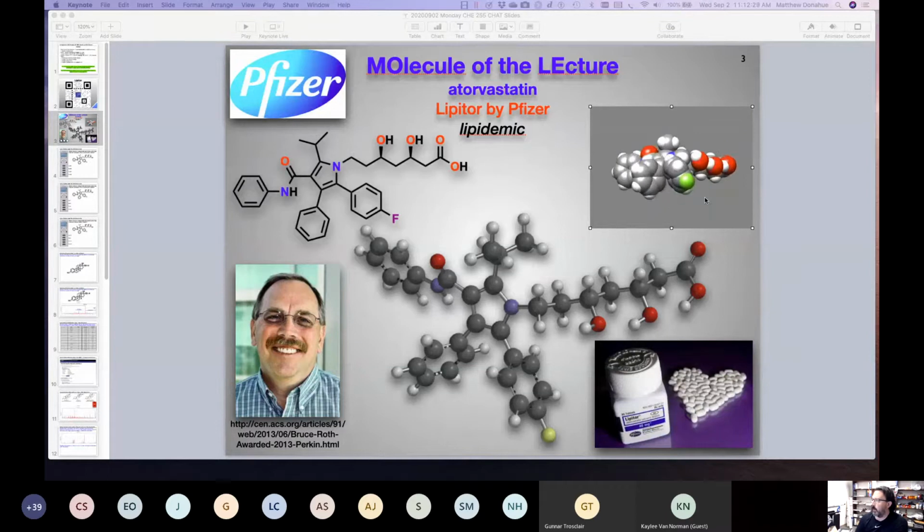All these different functional groups give rise to a shape, and the shape of that molecule targets a receptor that lowers or basically prevents cholesterol from building up. There's the pill itself.